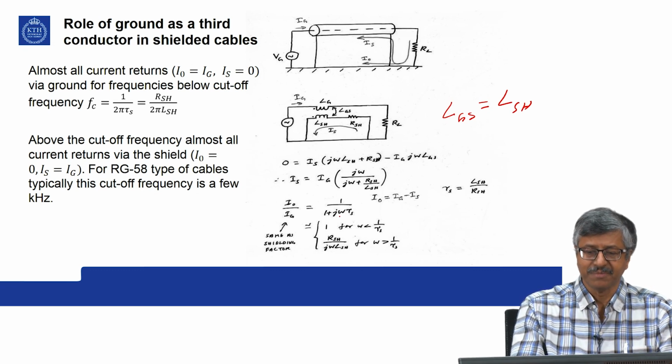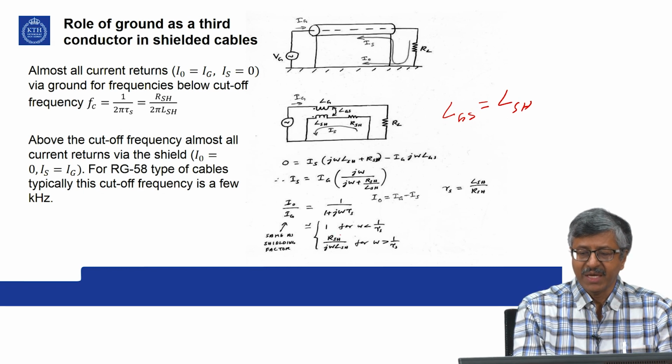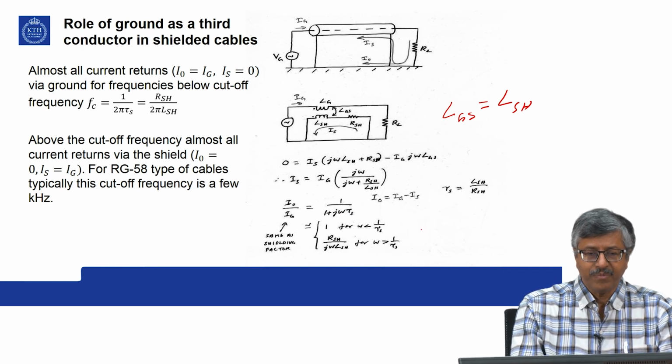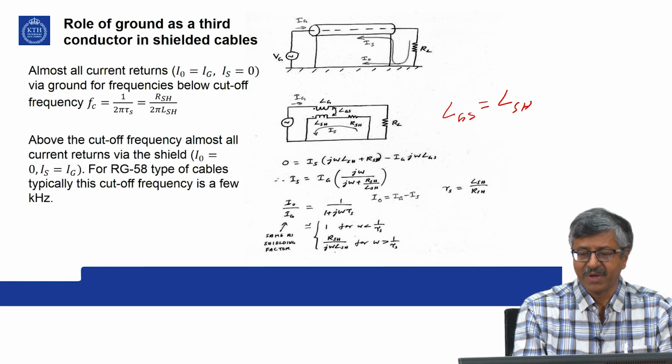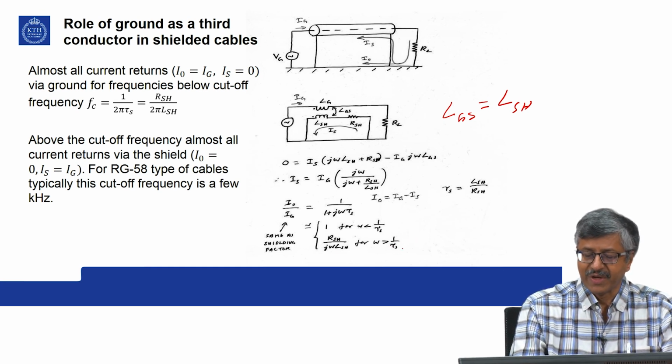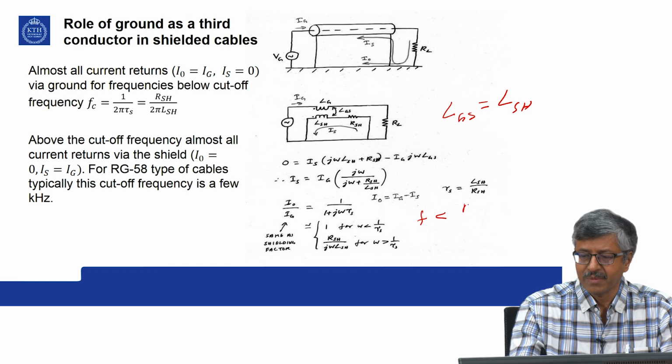Now, you can have two conditions. This will be approximately equal to 1 if omega is far less than 1 by tau s, when this part is almost negligible. And this will be equal to 1 by j omega tau s, or RSH by j omega LSH, for omega far greater than 1 by tau s. So, this is for high frequencies. The first corresponds to frequencies below cutoff, below RSH by 2 pi LSH.